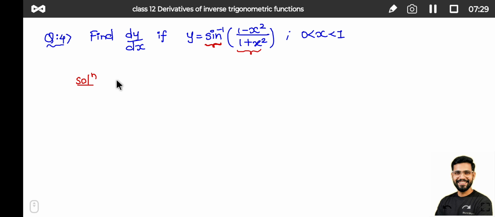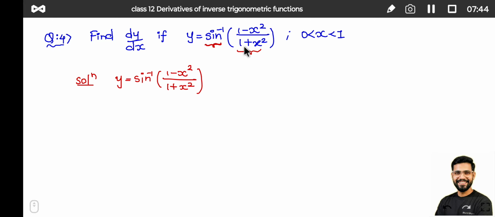So let's write down y is equal to sine inverse of 1 minus x square upon 1 plus x square. Okay, so outside we have sine inverse, but in terms of sine 2 theta or sine 3 theta, we don't have a formula which looks exactly similar to this. So we'll use the formula of cos 2 theta and we'll convert it in terms of sine. So let x is equal to tan theta, as we have taken in the previous question. So from here theta is nothing but tan inverse of x.